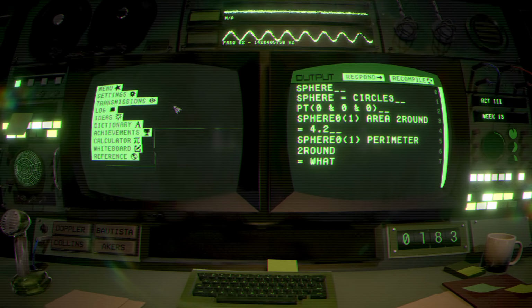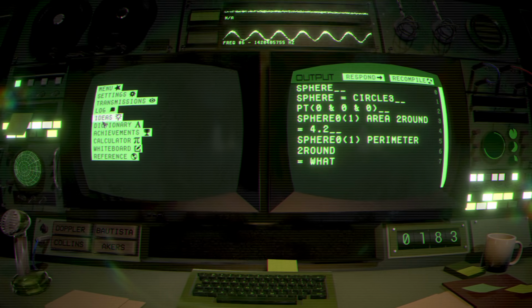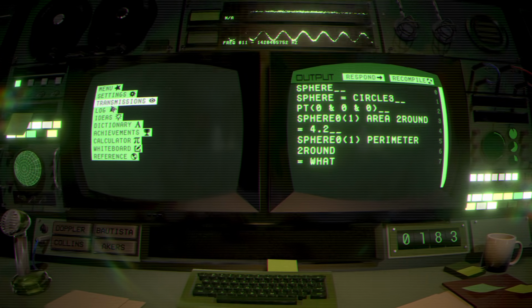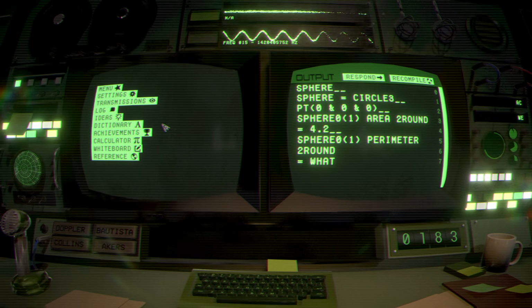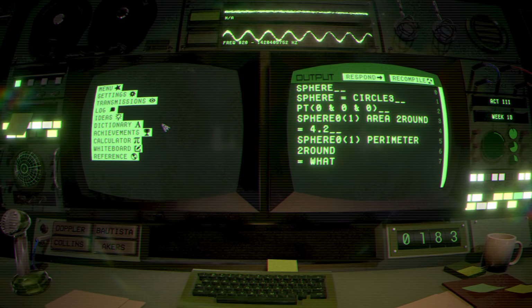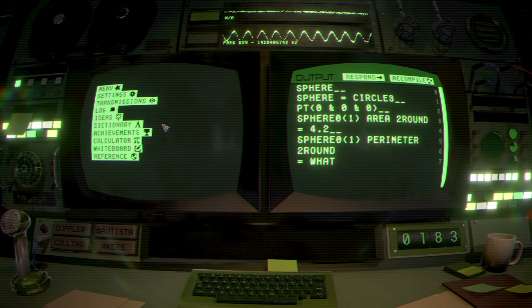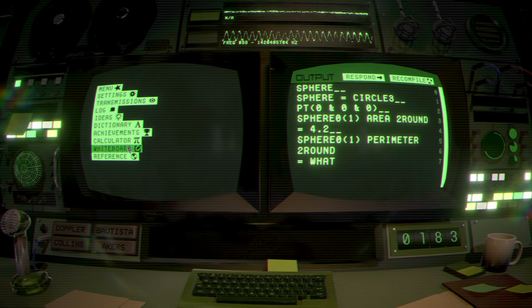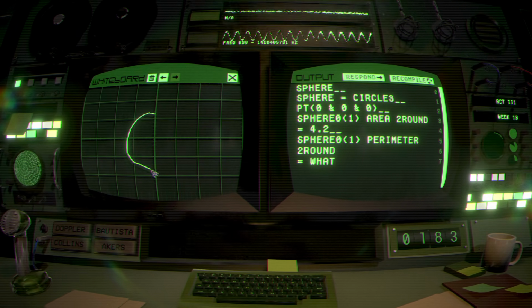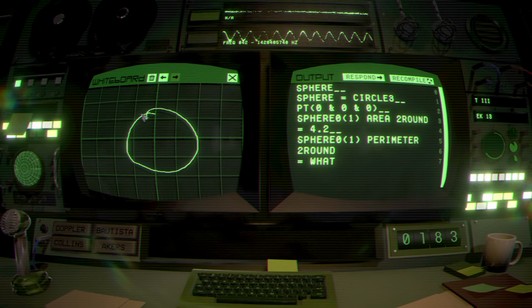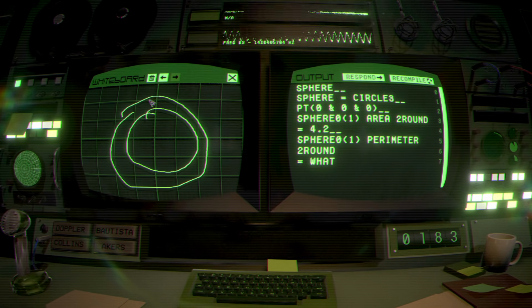Oh, but of course the perimeter of a sphere is just the perimeter of a circle, right? What's a sphere? I'm trying to think of how to represent this in my brain. You know what I'm saying? So a sphere, if you're looking at it from the side, is like this. And if you just want the perimeter, just treat it like a circle.